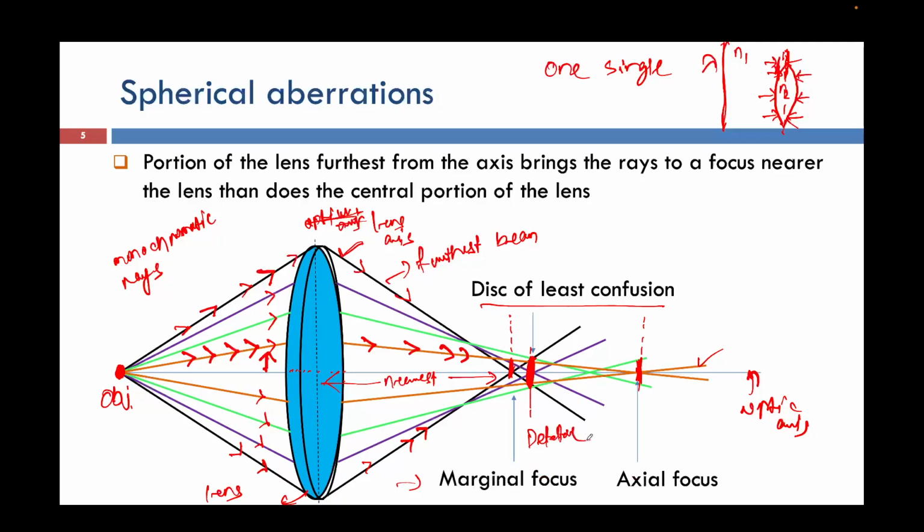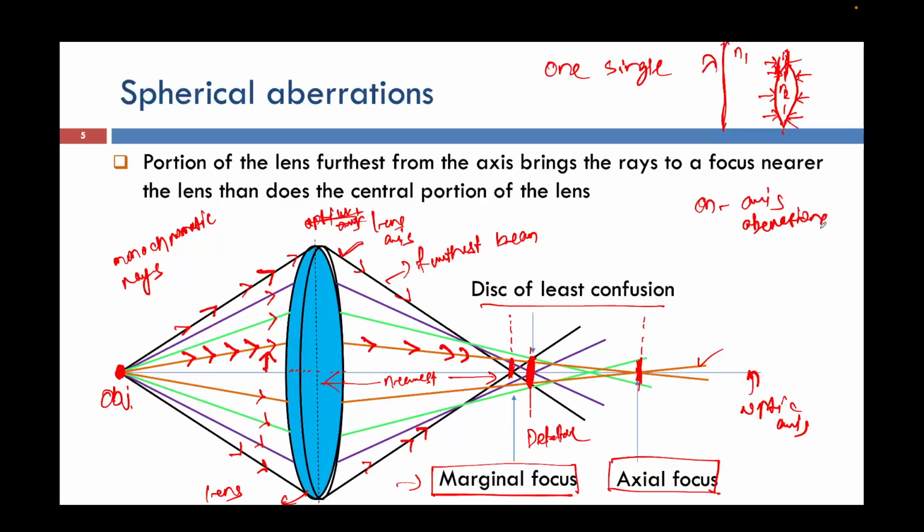Another thing: the nearest point where one of the rays is focused is known as marginal focus, and the furthest point where one of the rays is focused is known as axial focus. So these are two different kinds of aberration. One is spherical aberration, another one is chromatic aberration. Both aberrations are known as on axis aberration.